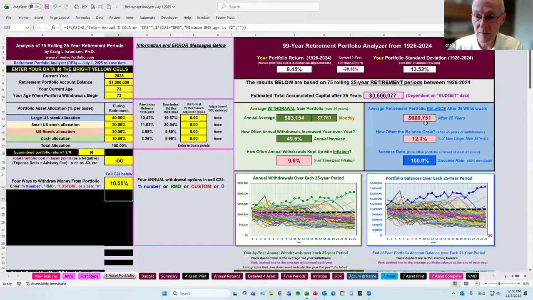So now the average ending balance is 689. We're below what we started with. And we had 3,000. That's pretty interesting. I didn't realize that from the last time we used this. So that's pretty interesting, man.